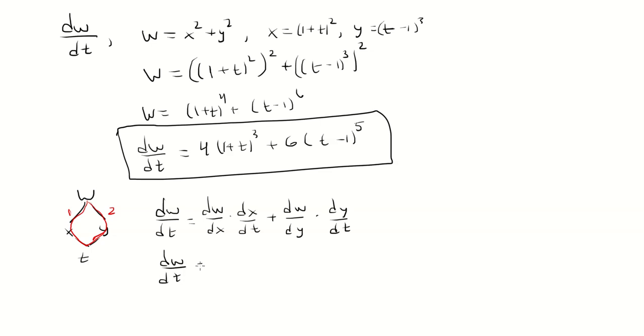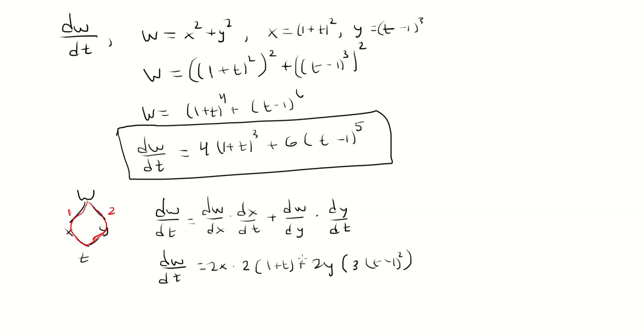So now we go up here. W, the derivative with respect to x, is just 2x. And then dx dt, we go over here, that is 2 times 1 plus t. And then dw with respect to dy is 2y. And then dy dt is 3 times t minus 1 squared.